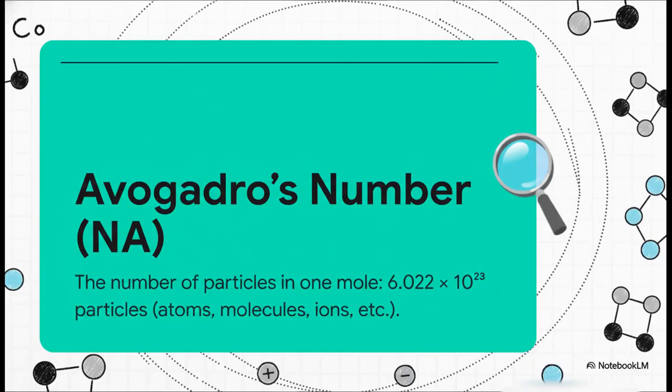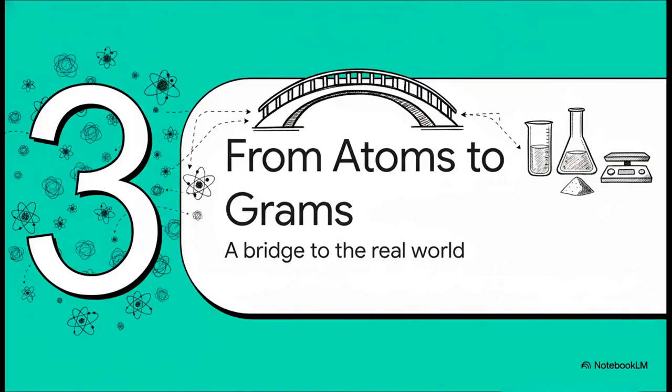And that magic number has a name, Avogadro's number. It's 6.022 times 10 to the 23rd power. So 1 mole of carbon atoms is just Avogadro's number of carbon atoms. 1 mole of water molecules, you guessed it, Avogadro's number of water molecules. It's this perfect, universal standard. Okay, so we can count particles in theory.